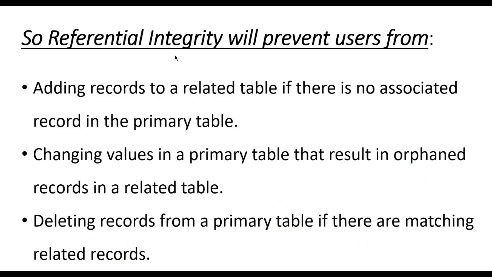So referential integrity will prevent users from three things. Number one, adding records to a related table if there is no associated record in the primary table. Number two, changing values in the primary table that result in orphan records in the related table. And number three, deleting records from a primary table if there are matching related records.